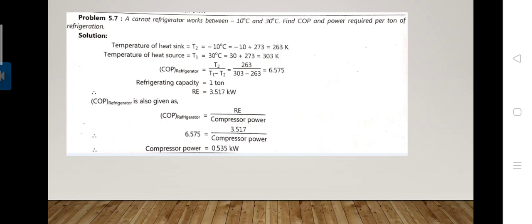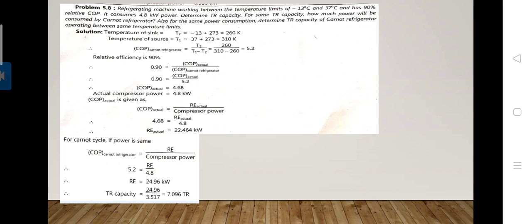3.517 kilowatt. Okay, so we have to calculate the compressor power again by using the same formula. COP of refrigerator is equal to RE, that is refrigeration effect, divided by compressor power. That is, COP of refrigerator is 6.575 and RE is 3.517, which we calculated using the refrigeration capacity equal to 1 ton. So compressor power is equal to 0.535 kilowatt.